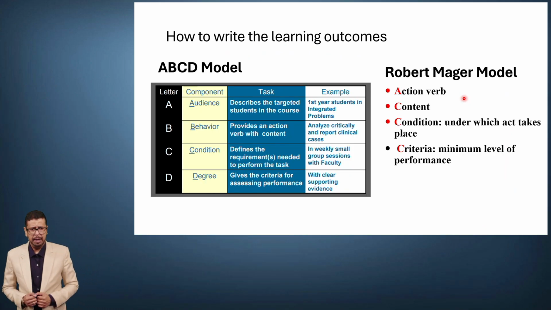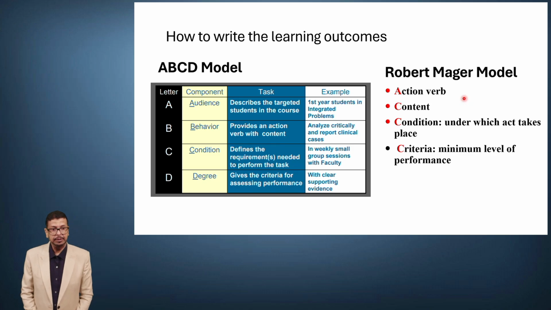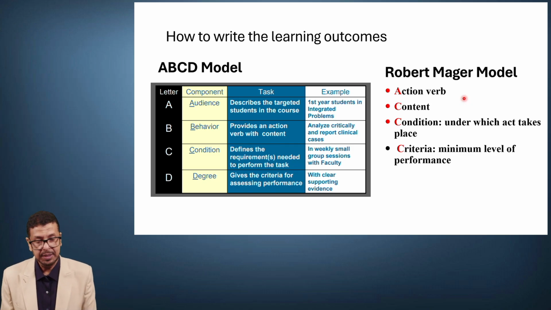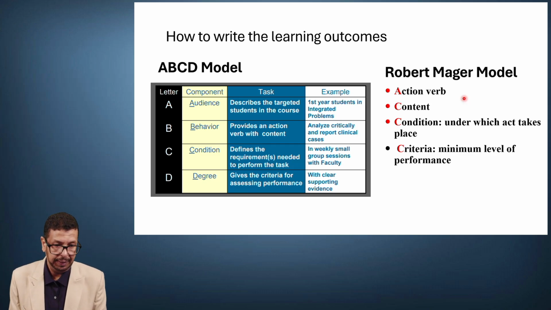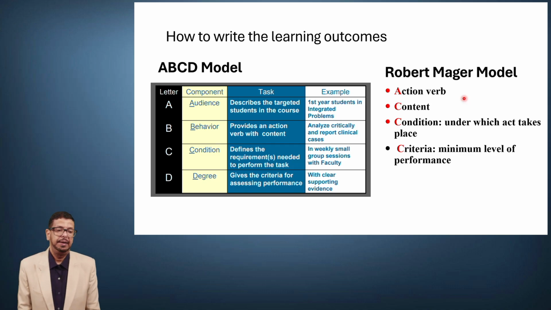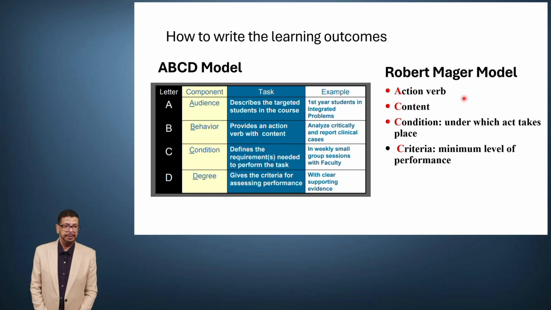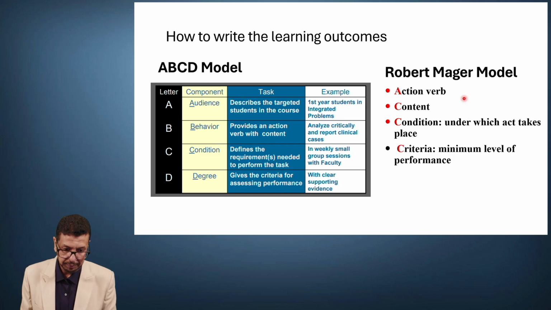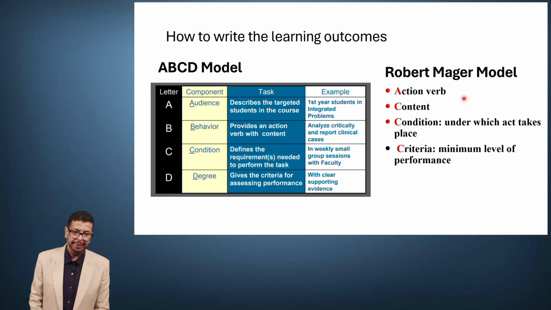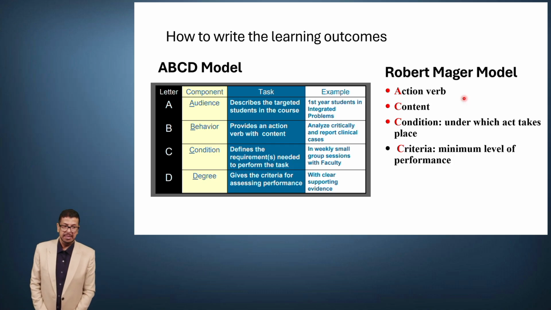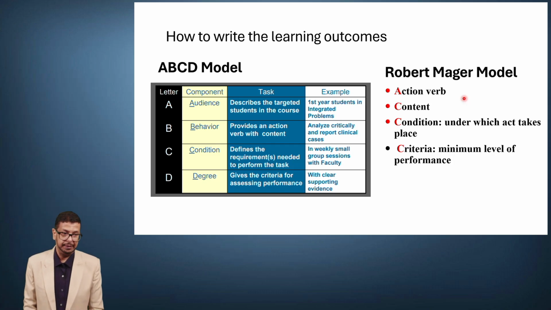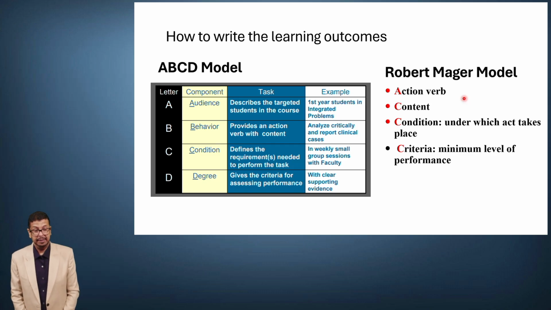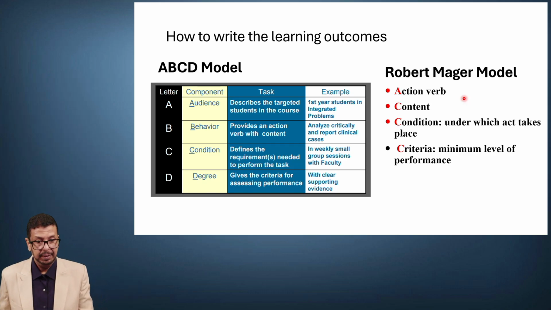We have two approaches to write the learning outcomes. The left approach is the ABCD model, in which, if you think about the anatomy of each learning outcome, it should include the audience, behavior, the condition, and the degree. The commonly used one is the Robert Mager model, which is ACCC: A for action verb, the first C for content, the second C for condition under which the act takes place, and the third C for criteria. It is the minimal level of performance.